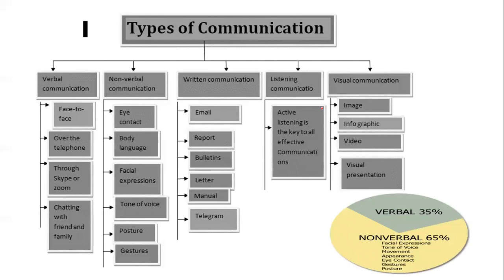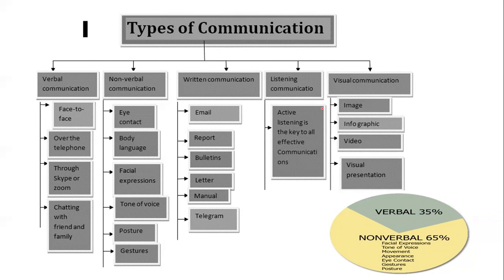Then we have types of communication. Types of communication are verbal, non-verbal, written, listening, visual. We have done all these things, but I have given this for clarity. Verbal: face-to-face, telephone, Skype, Zoom, video call, chatting with friends. Non-verbal: eye contact, body language, facial expressions, tone of voice, posture, gestures. Written communication in the form of email, report, bulletins, letter, manual, telegram. Listening communication, that is active listening, whereas visual communication in the form of image, infographics, video, and visual presentation.